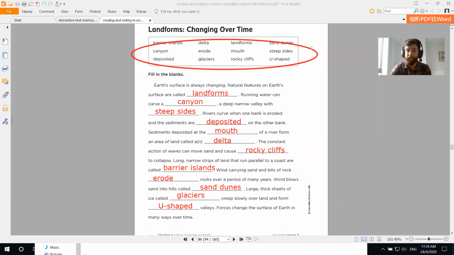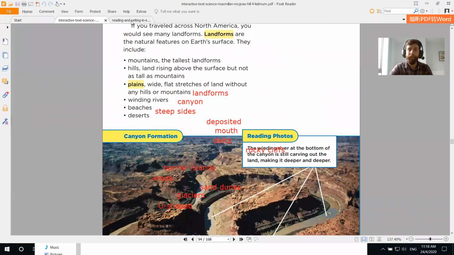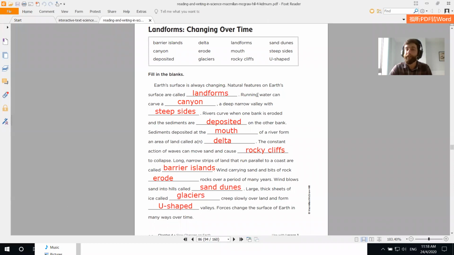Okay, the words in the box, I want you to practice saying them, and we need to know what they are. So we look in our textbooks, we look in this book, and you guys need to study and see what the landforms are. So if we say canyon, I want you guys to know what a canyon looks like and what it is, okay? That's what I want you to do for homework, and then we can start with our next section next week.